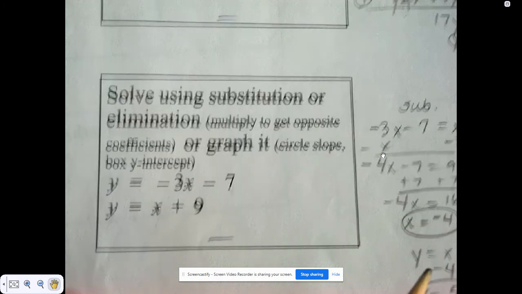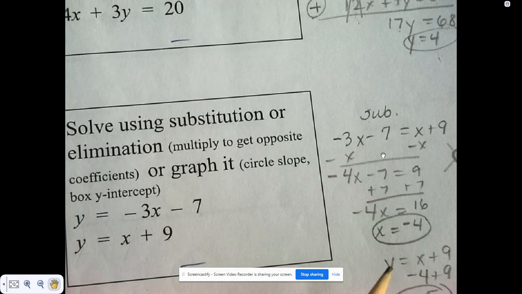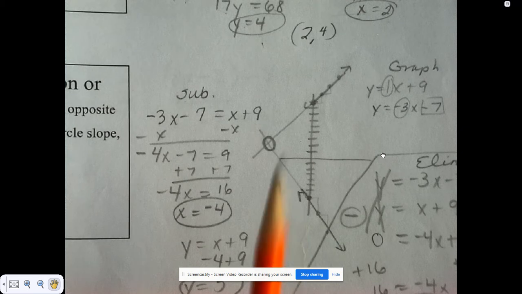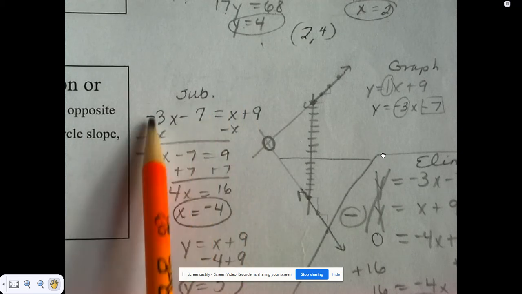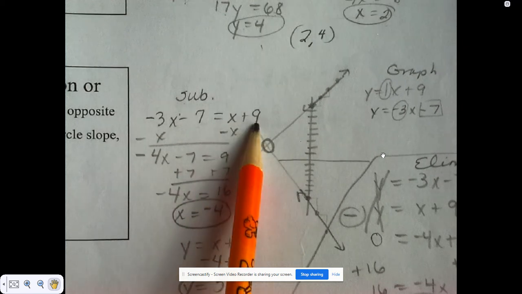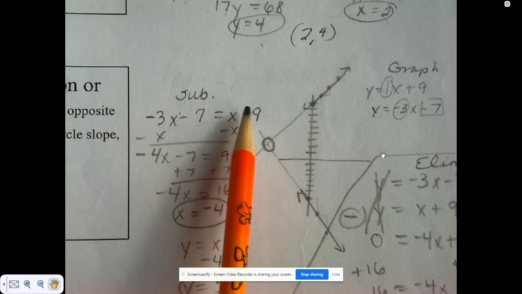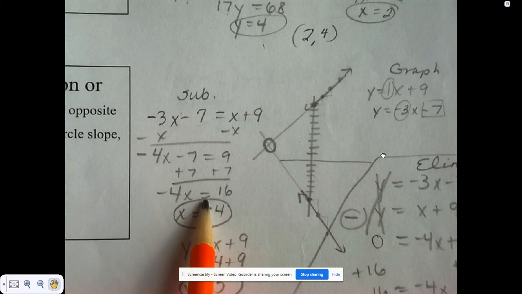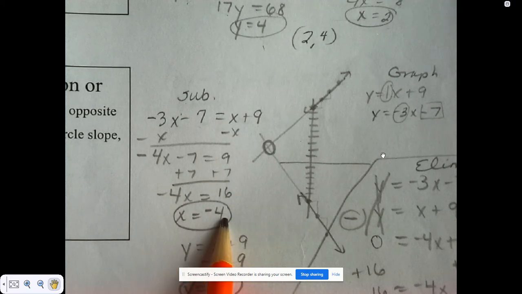All right, so we are back and we're going to check our answers. I'm going to go through them very quickly because we should be at that point where we know how to do this. And this is just a review for us. So I did the substitution method, where I put the negative 3x minus 7 on the one side because that was the y, and the x plus 9 was the other side because that was the other y. I go ahead and subtract the x, and I end up with negative 4x equals 16. So I end up with x equals negative 4.